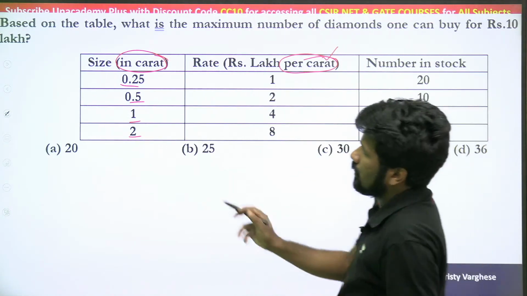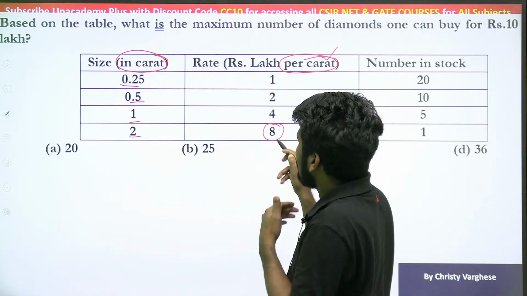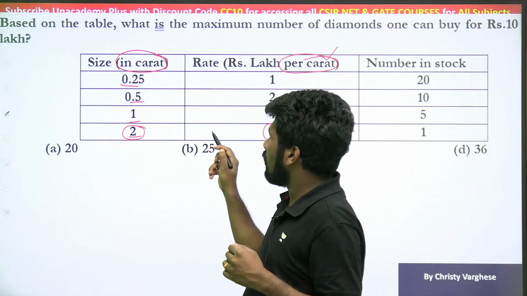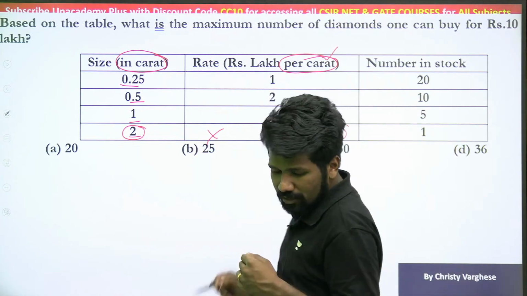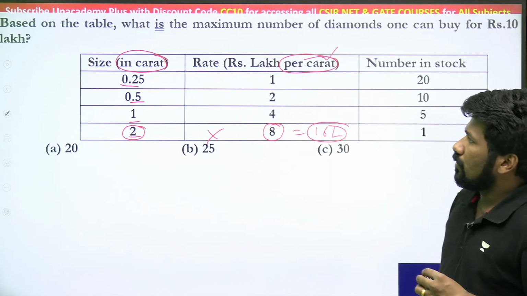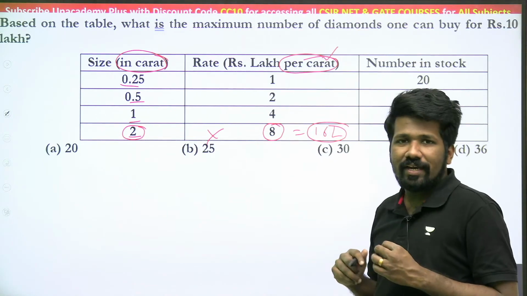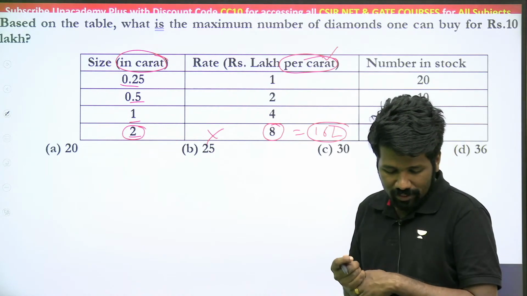For example, the price per carat here is 8 lakh. If the price per carat is 8 lakh, then for a 2 carat diamond, 2 into 8, 16 lakh will be the total price. Are you all understanding that 16 lakh? Please respond. It is a 2 carat diamond, but the price of 1 carat is 8 lakh, so the price of 2 carat will be 2 into 8 lakh, 16 lakh. Is that clear, all of you?